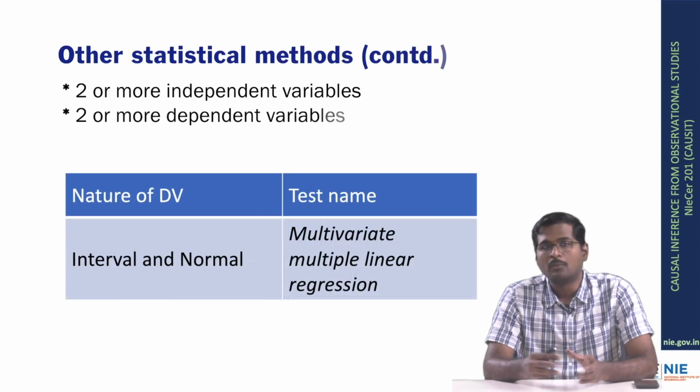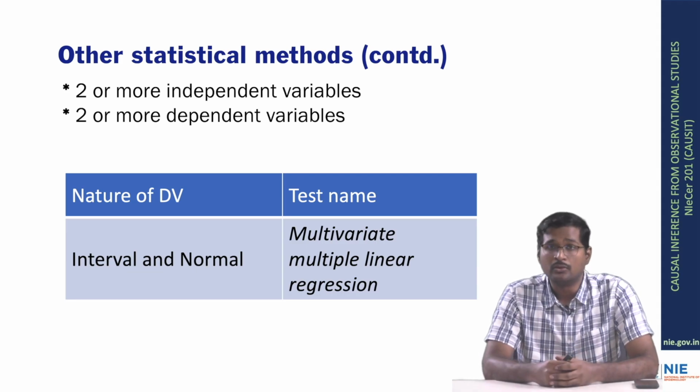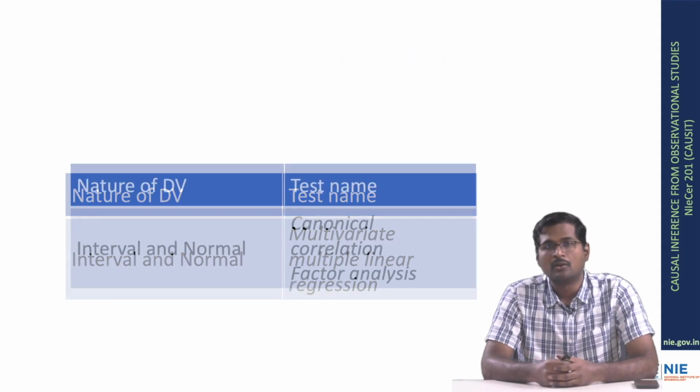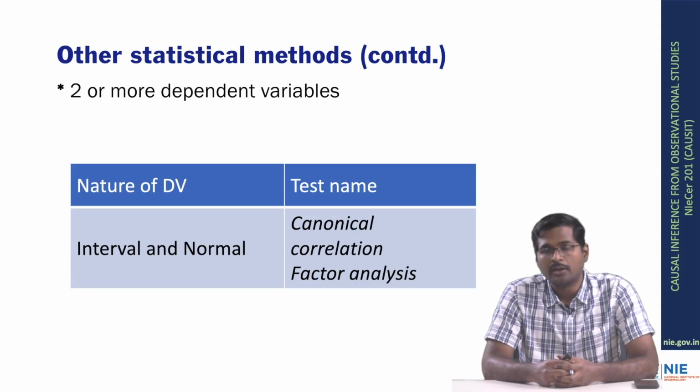If there are two or more independent variables and two or more dependent variables, then you need to use some complex statistical methods such as multivariate multiple linear regression. And the same holds good for two or more dependent variables only. There are no independent variables.